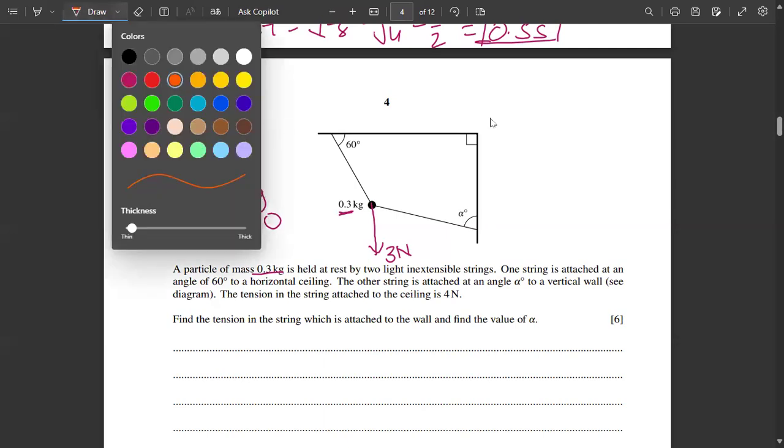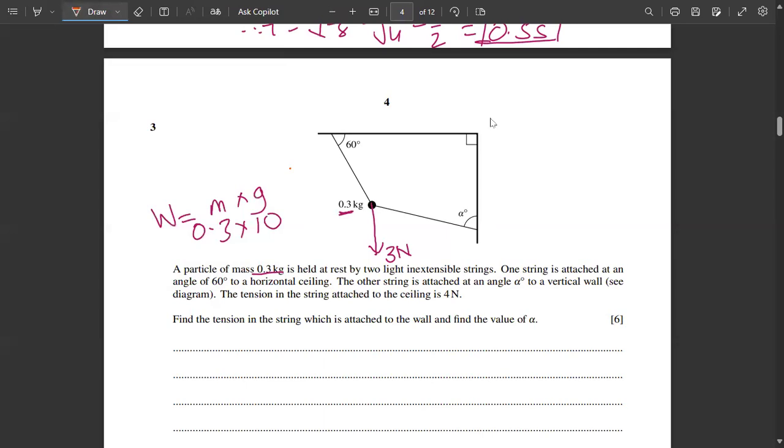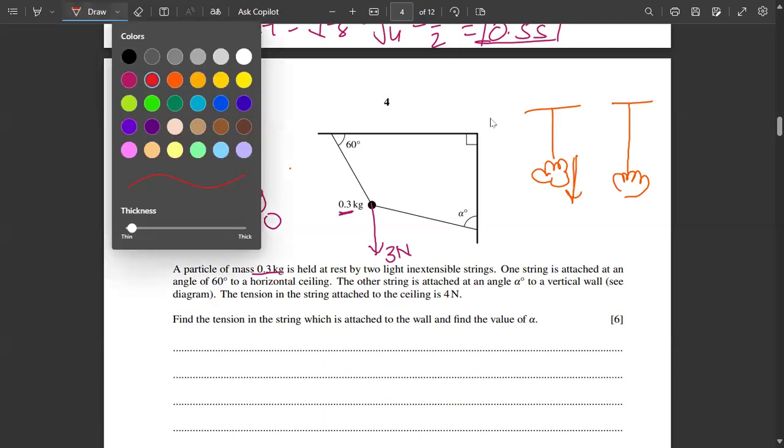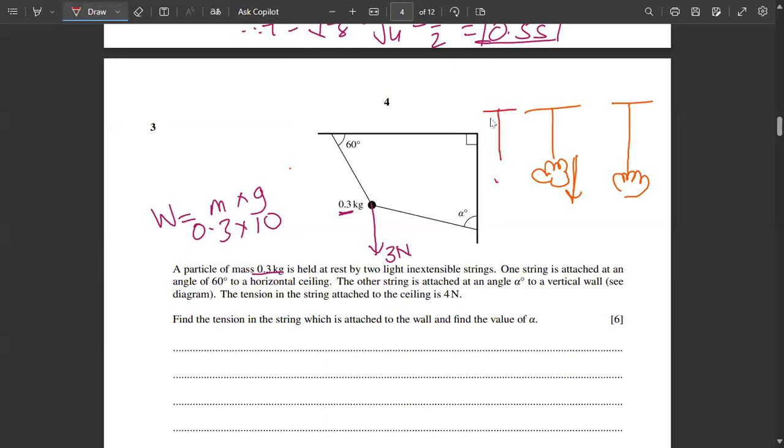We'll go ahead. It is held by two light inextensible strings. So these strings are light and they cannot extend. What does that mean? If a string could extend and you push it down with your hand, the string may come down a little bit. But inextensible means if you push it down, the string will remain in the place it is. That means the string will not extend at all. Now that we are ready with this, let us go ahead.